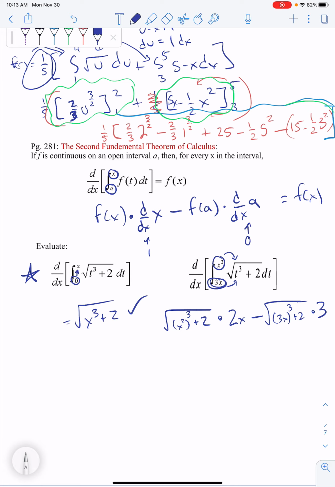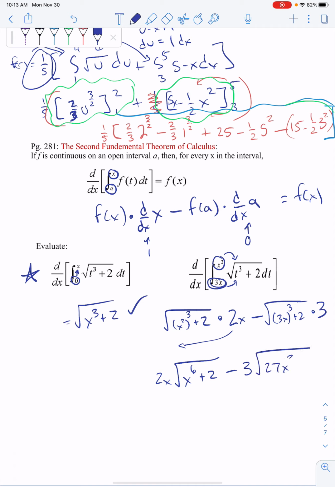So my answer becomes this: 2x I'm going to move out front, 2x root x to the 6th plus 2, minus, actually let's put that 3 in front as well. Let's move this 3 out front, 3 square root, 3 cubed is 27, x cubed plus 2. So that would be my answer.